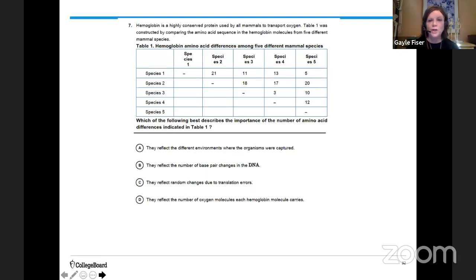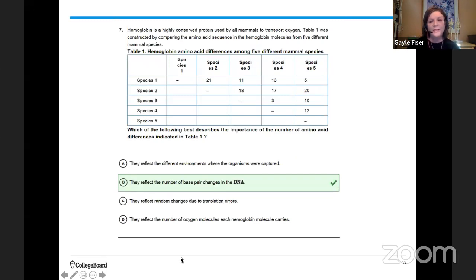Okay, I hope you chose B. Let's look at those answers. They reflect the different environments where the organisms were captured. This table doesn't tell you anything about an environment, so not the answer. They reflect random changes due to translation errors. No, that would be a better choice if it had said replication errors. They reflect the number of oxygen molecules each hemoglobin molecule carries. No, it's not about that at all. It's about amino acid differences.